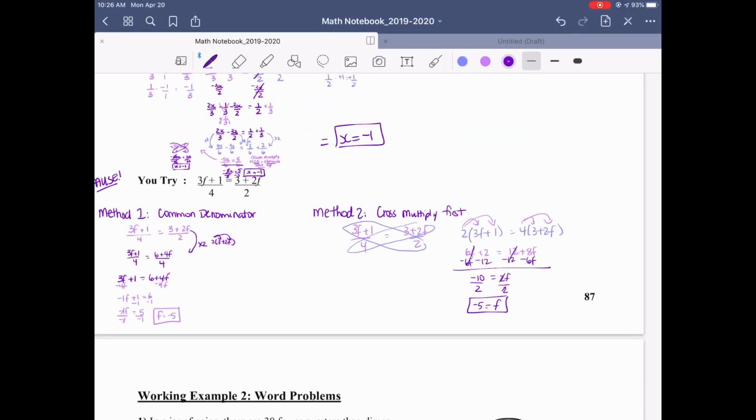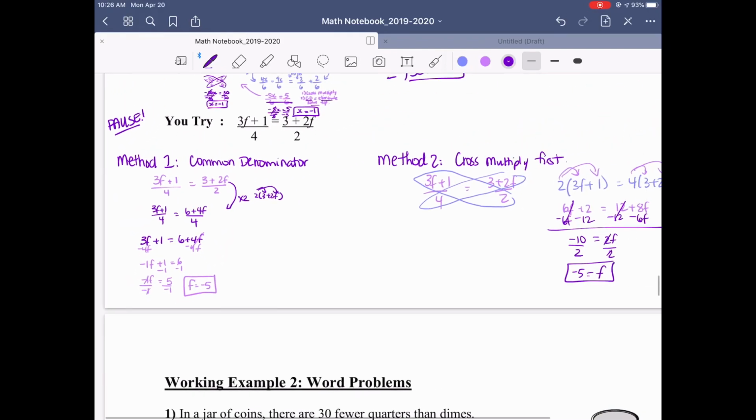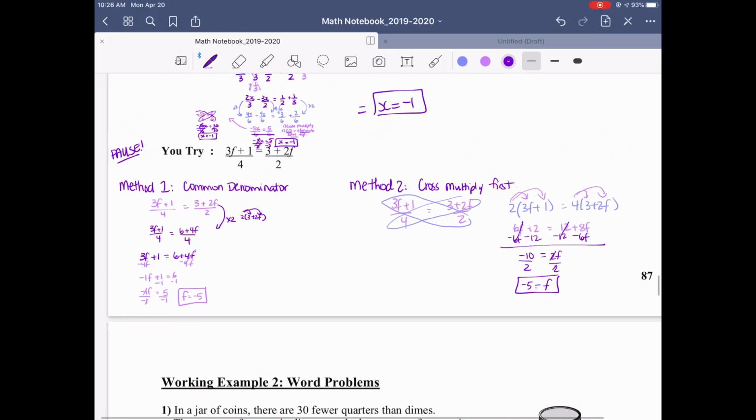Okay, guys, for this one, the answer should have been that f is equal to negative 5. There are different ways that you could have solved this. I put two methods here. One, if you did a common denominator, and the second one is if you cross multiplied first.